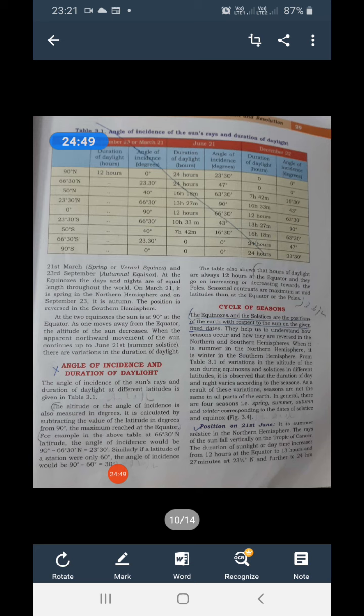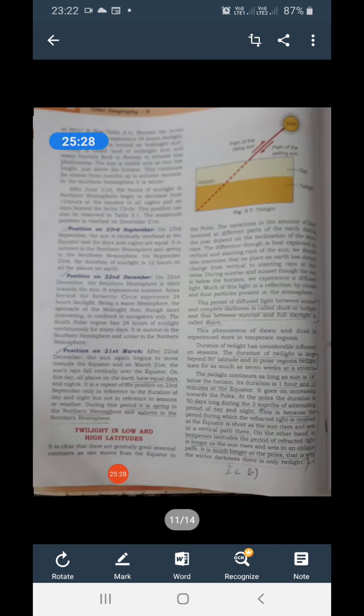Now the first thing they've mentioned here is the position on 21st June. Now this is our summer solstice. It is summer solstice in the northern hemisphere. The sun rays fall vertically on the Tropic of Cancer. So the duration of sunlight or daytime increases from 12 hours at the equator to 13 hours and 20 minutes. So you don't have to learn the duration. You just have to remember that on June 21st, the solstice takes place in the northern hemisphere and the sun rays fall vertically over the Tropic of Cancer.